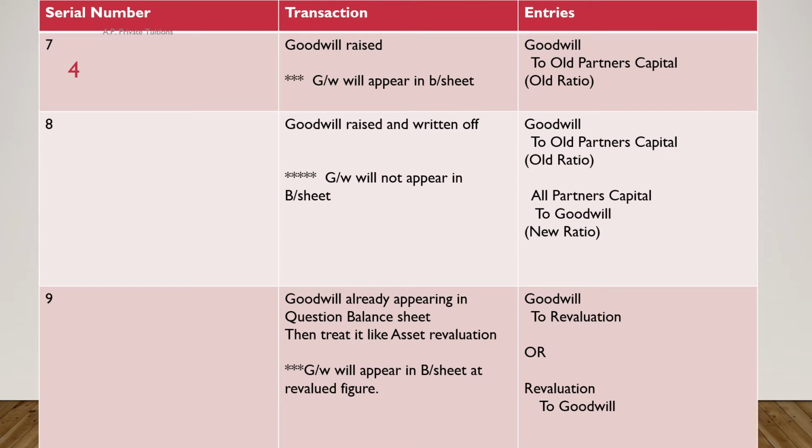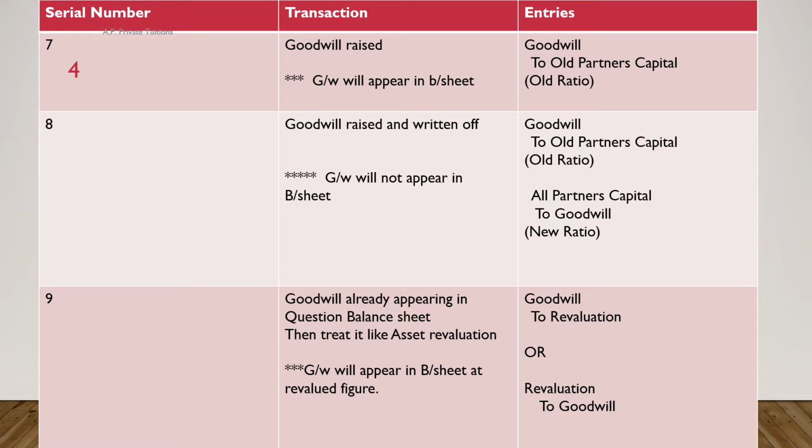Seventh is goodwill raised. This goodwill belongs to the old partners. Therefore, the entry is goodwill account debit to old partners capital. Goodwill is an asset, and assets have a debit balance. You're bringing the asset into your books. So our entry is goodwill to old partners. It will go in the old ratio.